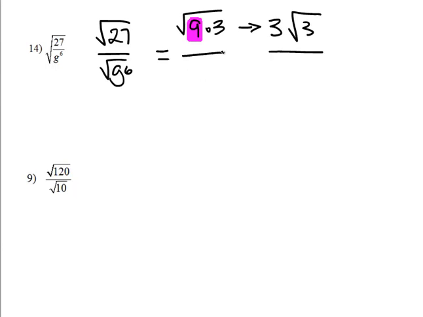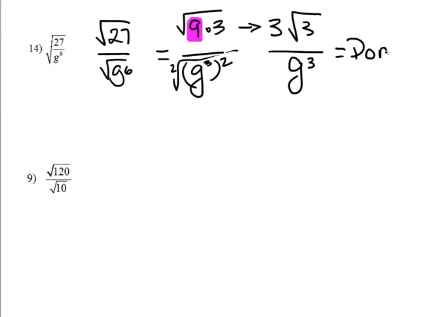Here with g to the 6th, that's the same as g to the 3rd squared, right? And remember, if the root and the square are the same, they cancel each other out, and I'm left with just the radicand. So I have 3 times the square root of 3 over g to the 3rd. You might be tempted to do something here, but don't. This is done. You don't have to do any more.